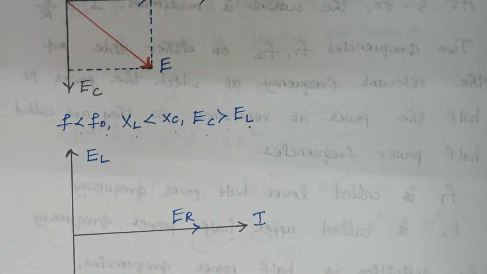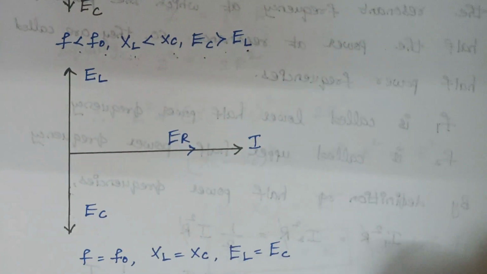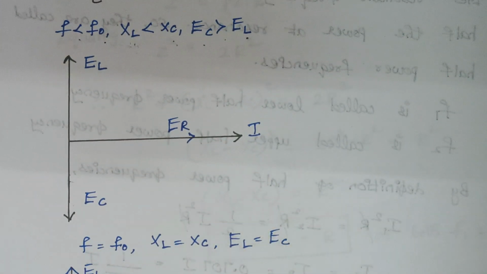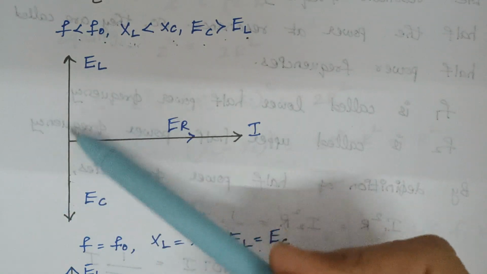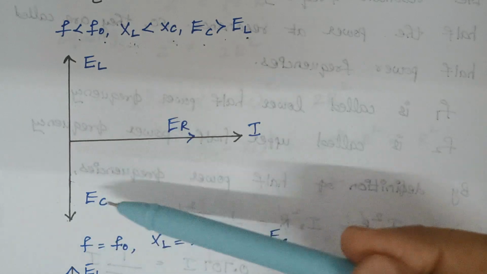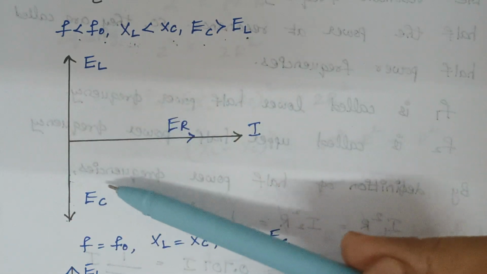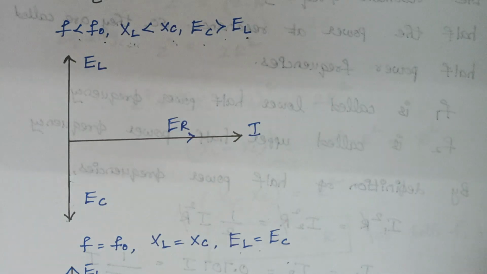And the next thing is for a circuit under resonance. So what happens here? The frequency is equal to resonant frequency, XL is equal to XC, therefore EL is equal to EC. They are equal and they are exactly opposite to each other. Right. So this is the phasor diagram of a circuit under resonance condition.